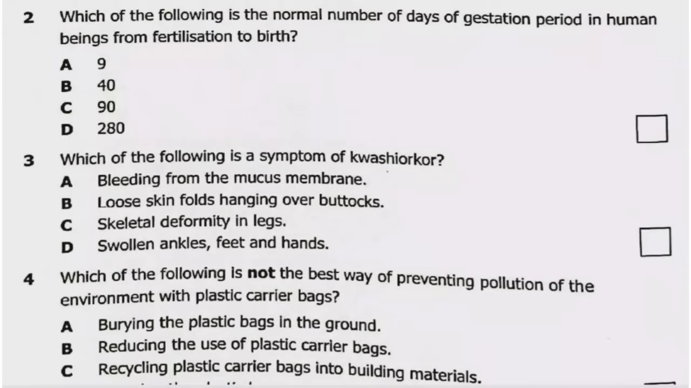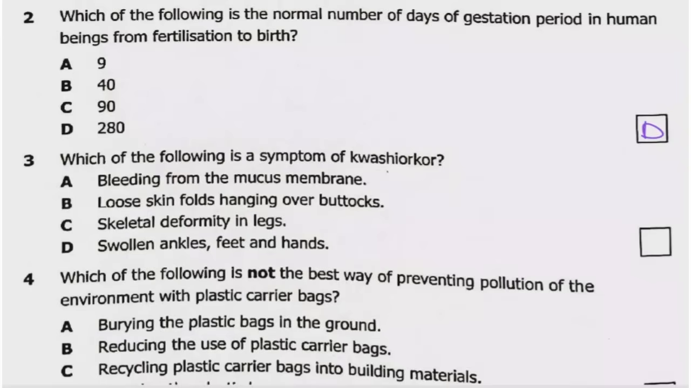We come to question 2. Which of the following is the normal number of days of gestation period in human beings from fertilization to birth? A, 9, B, 40, C, 90, D, 280. So the normal number of days in human gestation is 280, which is D.